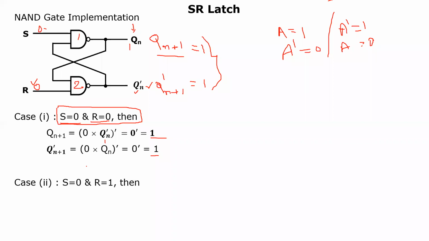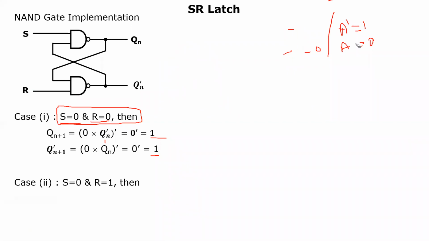Then forward to case 2, just change the values: S equal to 0 and R equal to 1. At this moment, we would like to consider the second case, case number 2, S equal to 0 and R equal to 1 here. Now, let us examine what specific values are available at this moment. The inputs are 0 here and 1 here. The outputs of this circuit will be Qn and Q complement n.